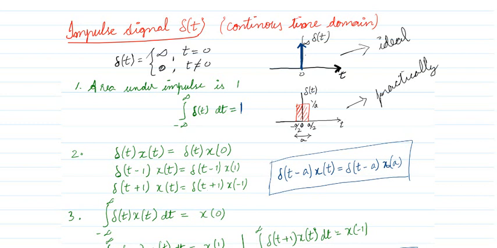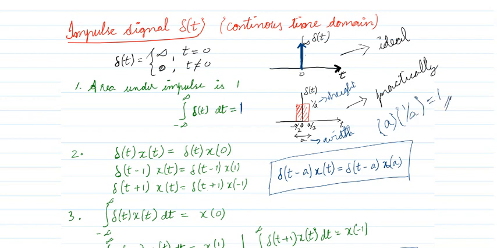Okay, I said that the area under the impulse is 1, right? So the height of this rectangle should be 1 by a. So what is the area? Area of the rectangle is width into height. Width is a, height is 1 by a. So the area is 1.